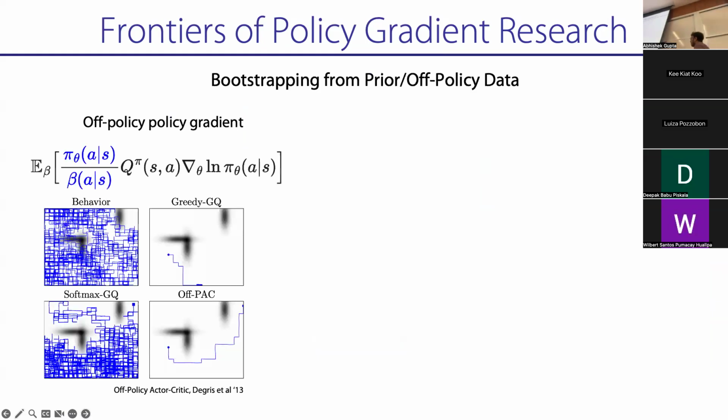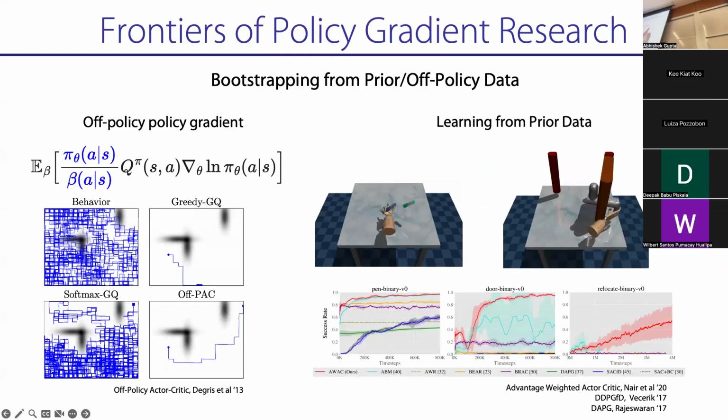There's questions around bootstrapping from prior data or off policy data. So there's been a bunch of nice work on off policy gradients, but also robotics methods that bootstrap from prior data and still learn efficiently.